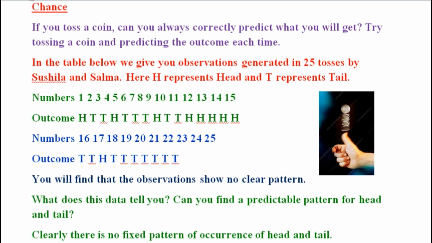So in the first trial, the outcome is head. Second trial, the outcome is tail. Third trial, the outcome is tail. Fourth trial, the outcome is head. Fifth trial, the outcome is tail. Like this, 15 trials are recorded. The next one, Salma tossing the coin. In the 16th trial, the outcome is tail. 17th trial, the outcome is tail. 18th trial, the outcome is head. Like this, they are recorded.